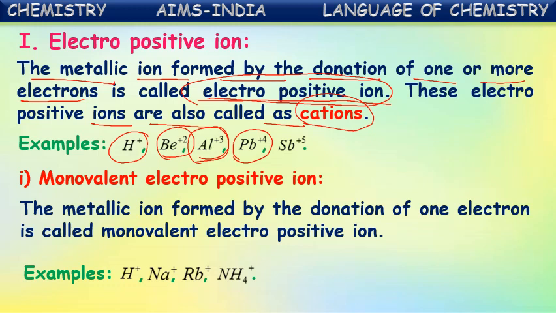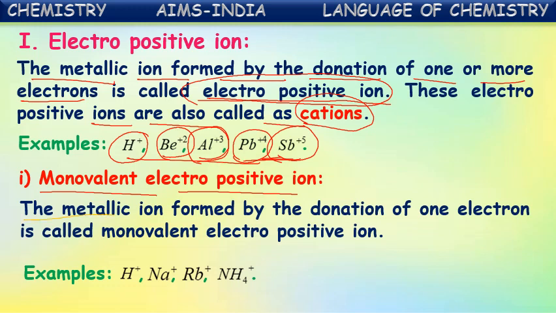Okay, it loses 4 electrons, that's why it has a charge of +4. Stibium, it has a +5 charge, meaning it loses 5 electrons. Okay, these all are the cations or electropositive ions. Let's see monovalent electropositive ion.